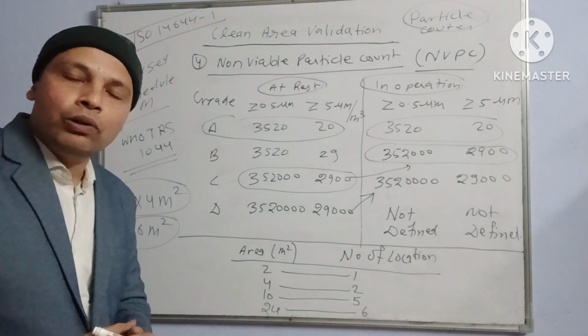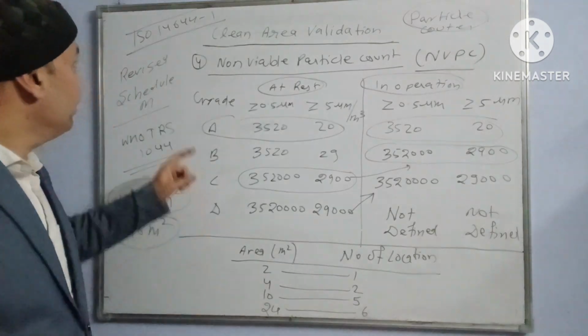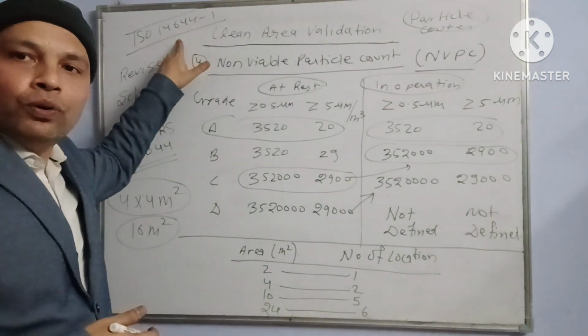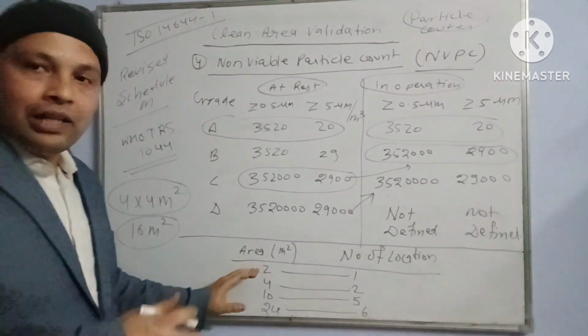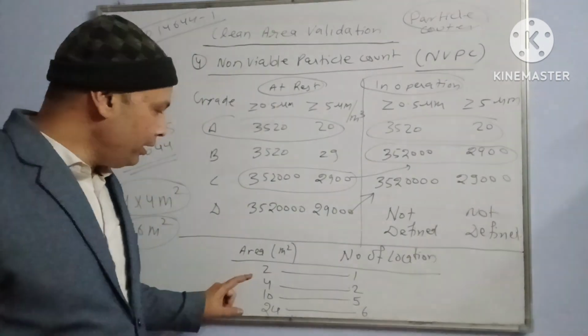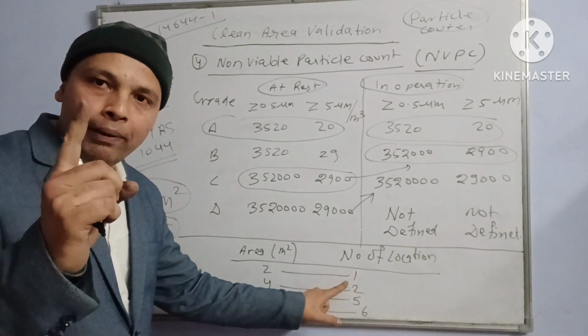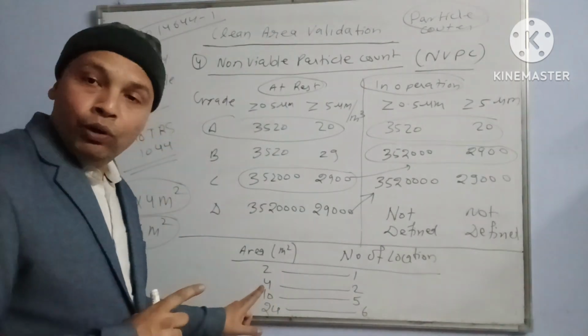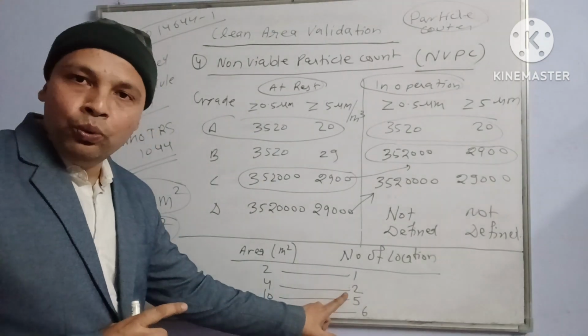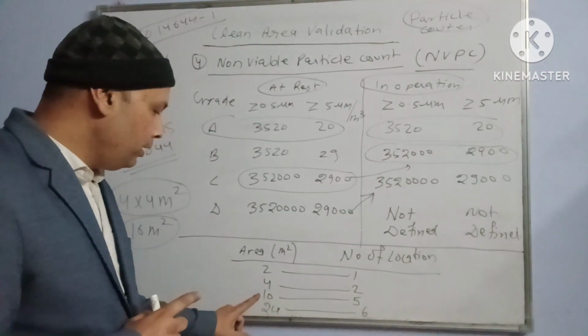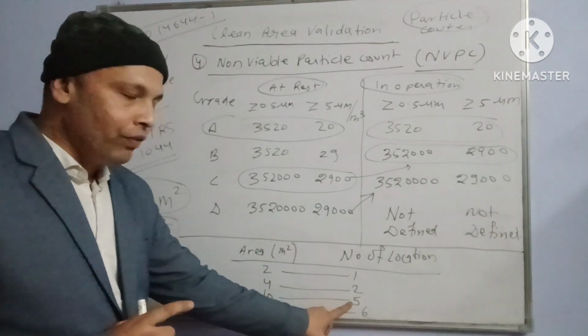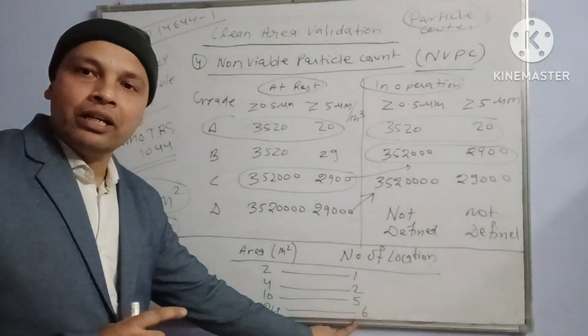Then how many locations do you have to select? In ISO 14644 there is a table, you can check from the guideline: if 2 square meter area, then one location, one sample you have to take. If 4 square meter area, 2 locations you have to check. 10 square meters, 5; 24 square meters, 6.